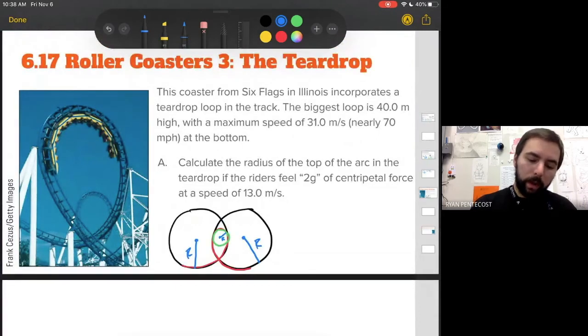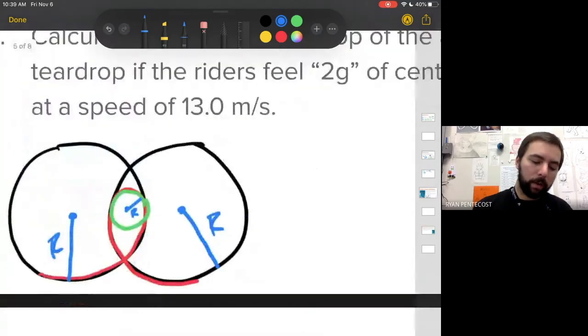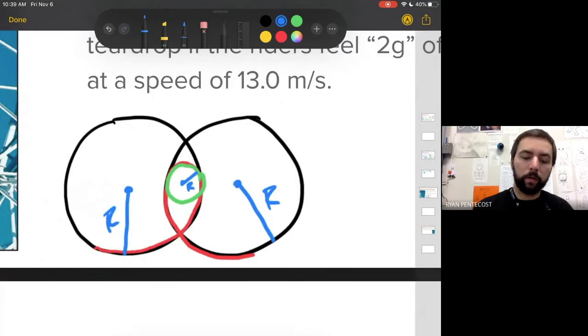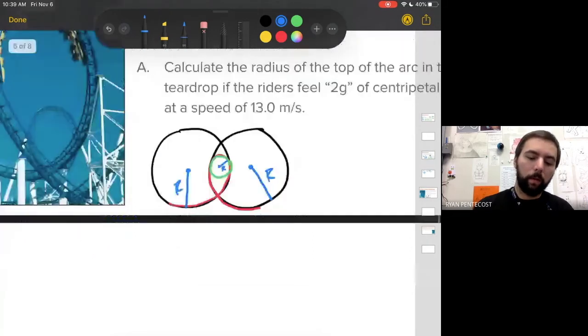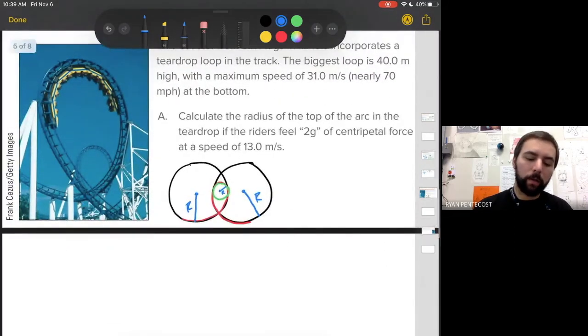So this has a height of 40 meters in the clothoid loop in this teardrop. It's got a maximum speed of 31 meters per second. Now, we want to calculate the radius at the top of the arc. So we are talking about this little r in the green circle. What is the radius of the top of the arc in the teardrop if the riders feel, quote unquote, 2G of centripetal force at a speed of 13 meters per second?